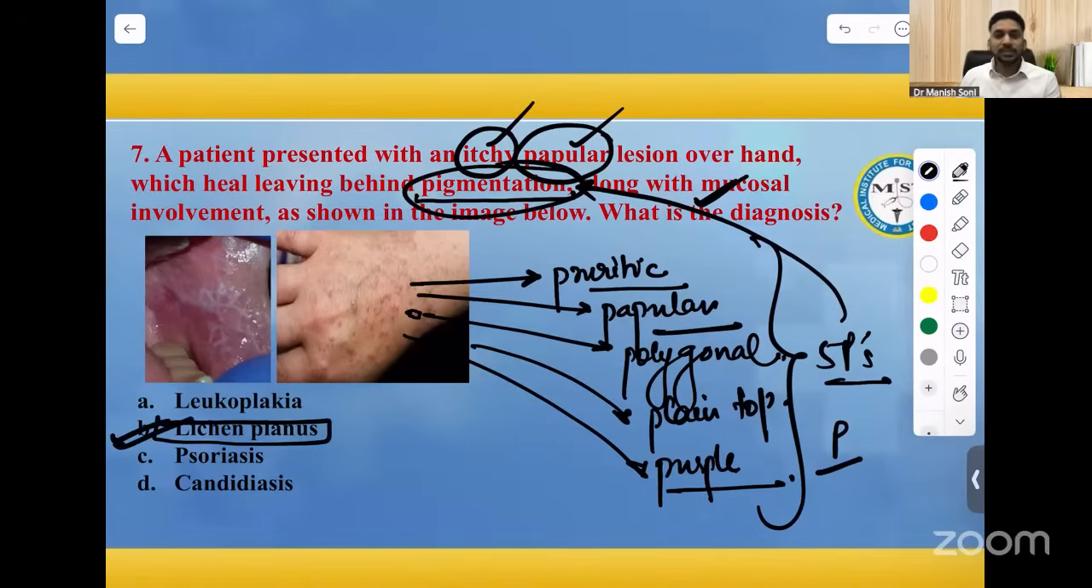Answer is lichen planus. Why it is not leukoplakia? Because leukoplakia is white.